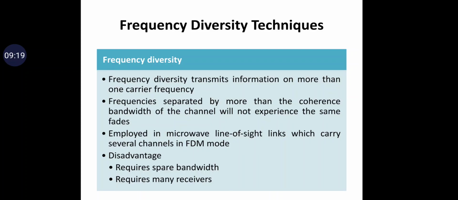And the second one is frequency diversity. Frequency diversity transmits information on more than one carrier frequency. Frequencies separated by more than the coherence bandwidth of the channel will not experience the same fades. It is employed in microwave line of sight links which carry several channels in FDM mode. The disadvantages of frequency diversity techniques are that it requires spare bandwidth and it requires more receivers.